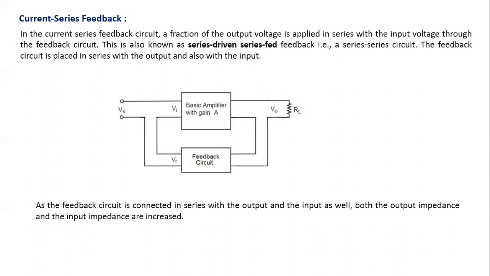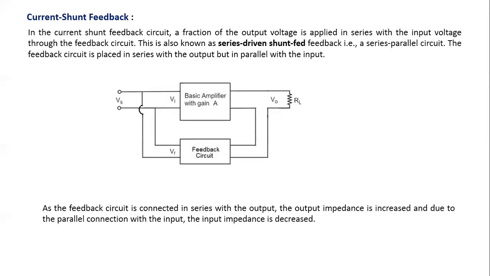Now this diagram indicates the current series feedback connections. In these circuits, the output current is applied in series with the input voltage through the feedback circuit, as shown in the figure. These circuits are sometimes also called series-driven series feedback circuits, or series-series circuits. With the help of these circuits, the output impedance and the input impedance of the circuit increase. So the connections indicate the series current feedback network.